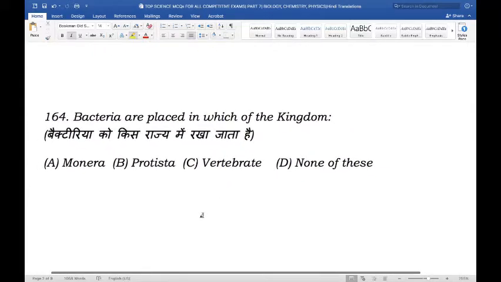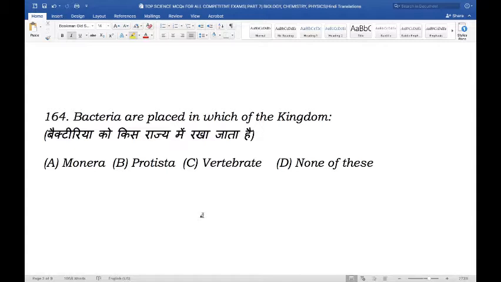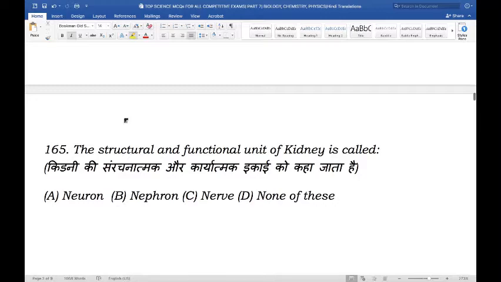The next question is, bacteria are placed in which of the kingdom? Is it A, Monera, B, Protista, C, vertebrate, or D, none of these? So which of the following kingdoms does bacteria belong in? And the correct answer is A, Monera. Monera is a kingdom that contains unicellular organisms with a prokaryotic cell organization, which means having no nuclear membrane. So one of those examples include bacteria.